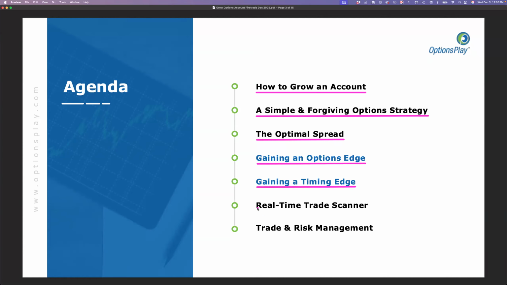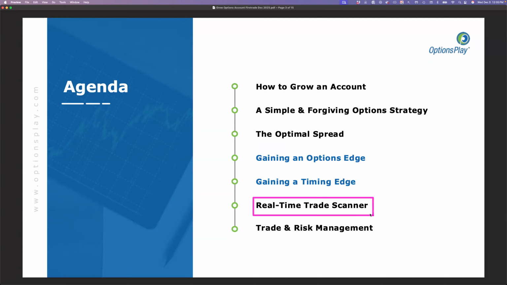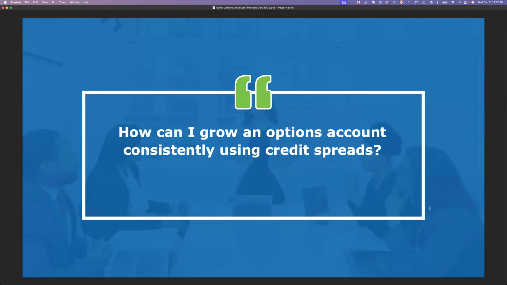And then we're going to look at the tools you have available at First Trade that will provide you with a real-time scanner for this specific strategy that gives you both the options edge and the timing edge, done as part of your platform, so that you can find the best trading opportunities that you have learned from today's session. And then at the very end, we'll talk a little bit about how to trade and manage these strategies.